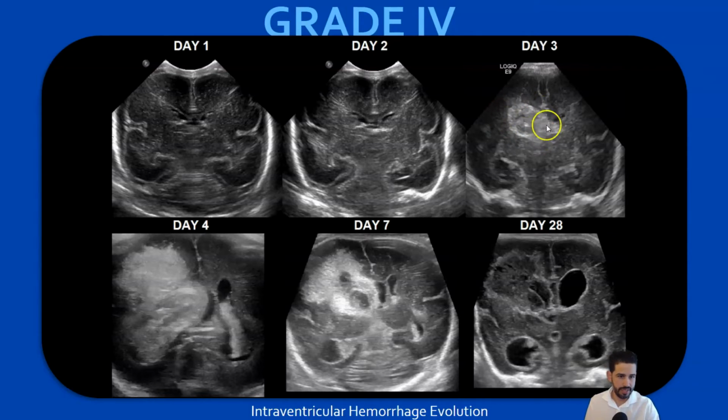So here's the blood. On the right side, here you can see it extending from the ventricle and into the tissue. So there's blood within the ventricle and blood within the tissue. This is choroid plexus, not to be mistaken with blood. And over time, day 7 and then day 28, you can see it undergoing cystic degeneration. This one will also have a porencephalic cyst like the other case.